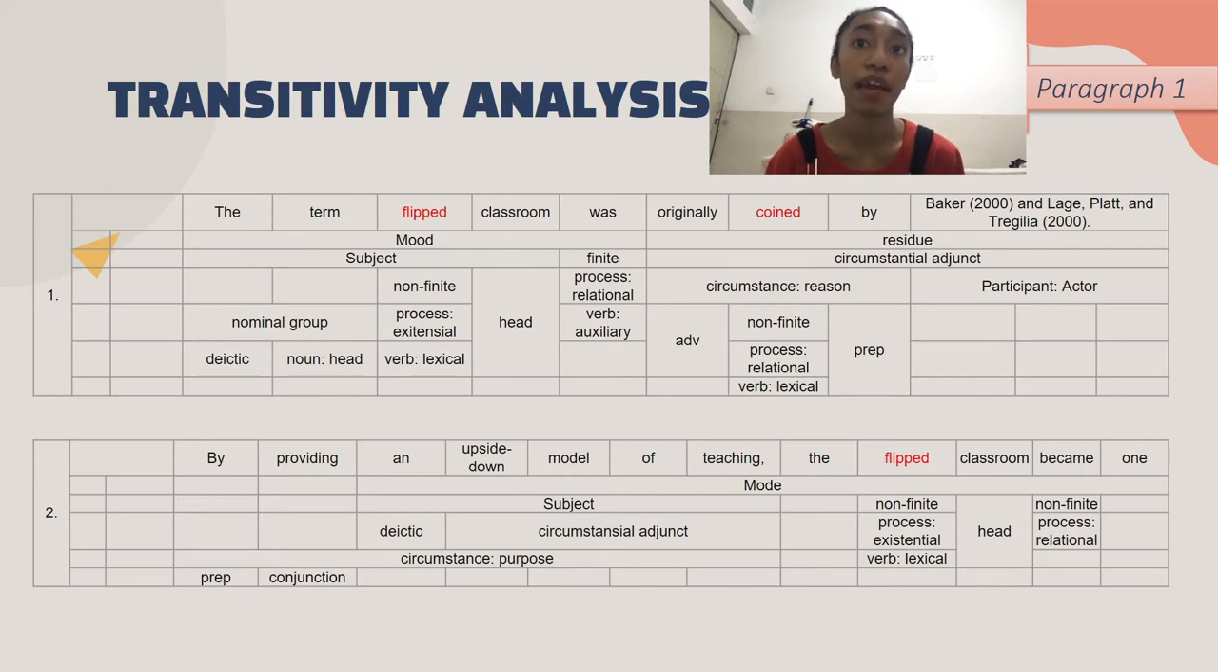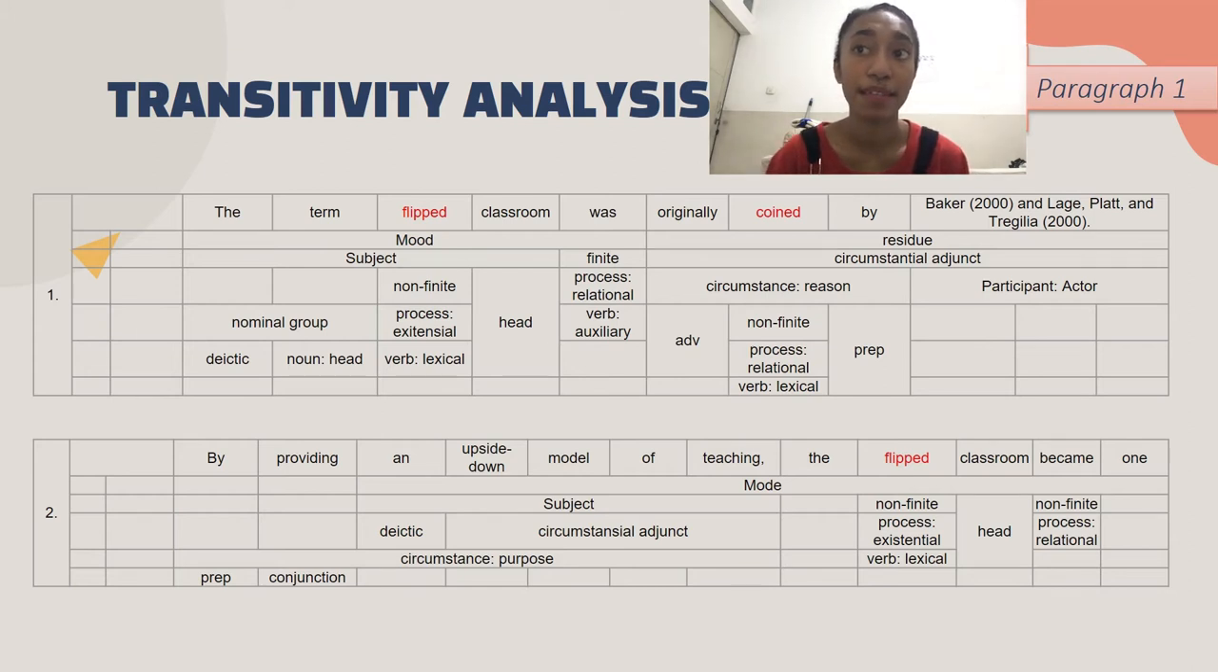The second clause is: by providing an abstract model of teaching, the flipped classroom become one. All of the clause is a mood, and then by is a preposition, providing is a conjunction, and is deictic. Upside down model of teaching is a subject, the circumstantial adjunct of also an upside down model of teaching, and the circumstance is purpose. And the flip classroom become one.